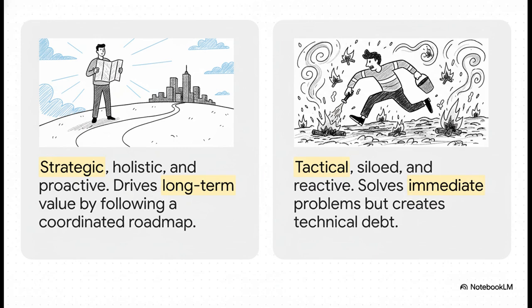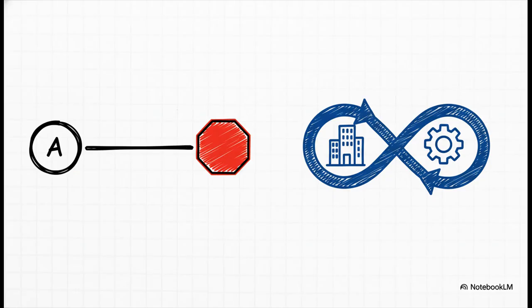This slide just perfectly summarizes the payoff, doesn't it? The ADM moves an organization from a reactive, project-by-project firefight to a strategic, coordinated approach to transformation. It's really the difference between navigating with a map versus just reacting to the road right in front of you. This is the key takeaway.